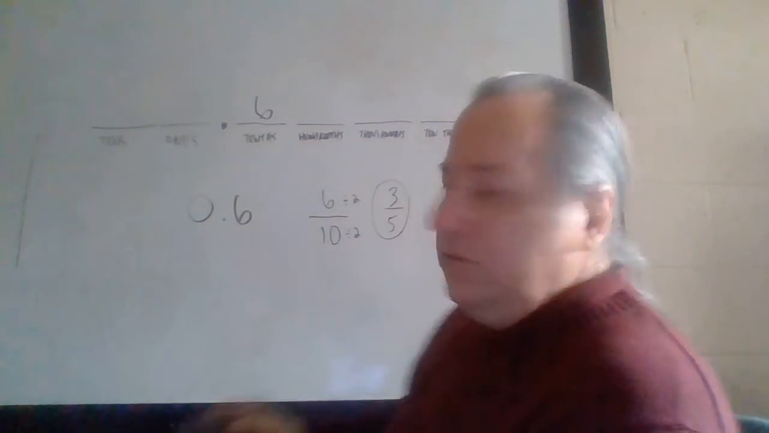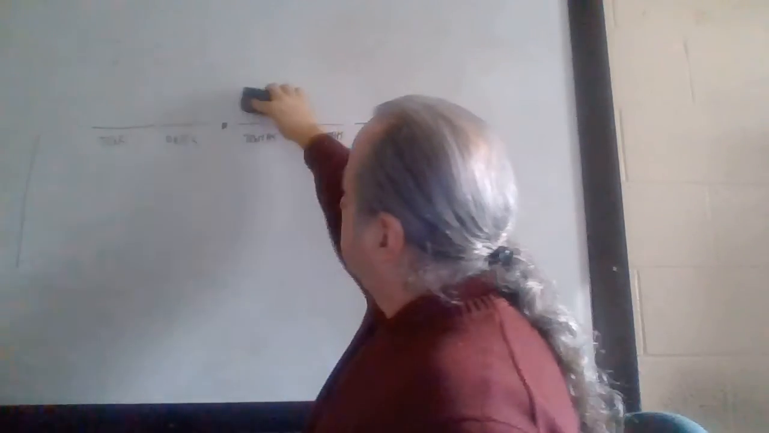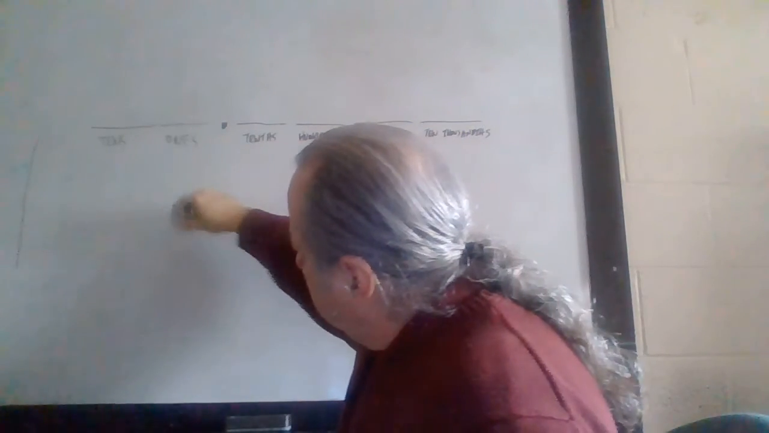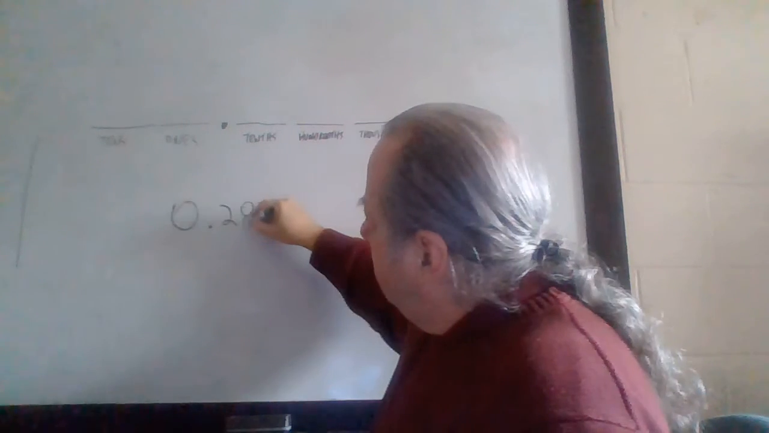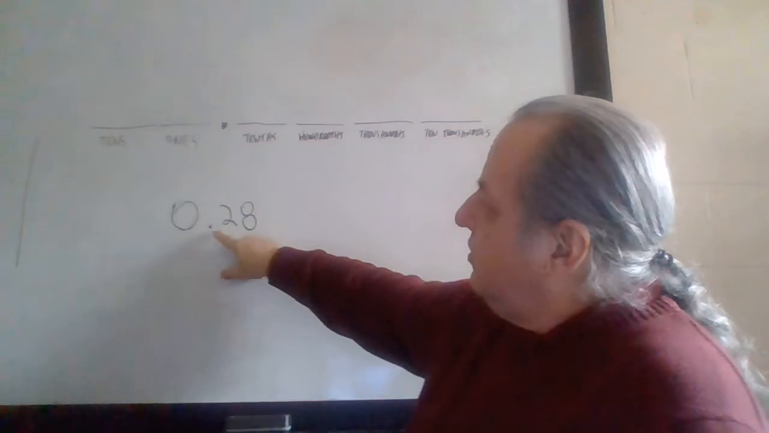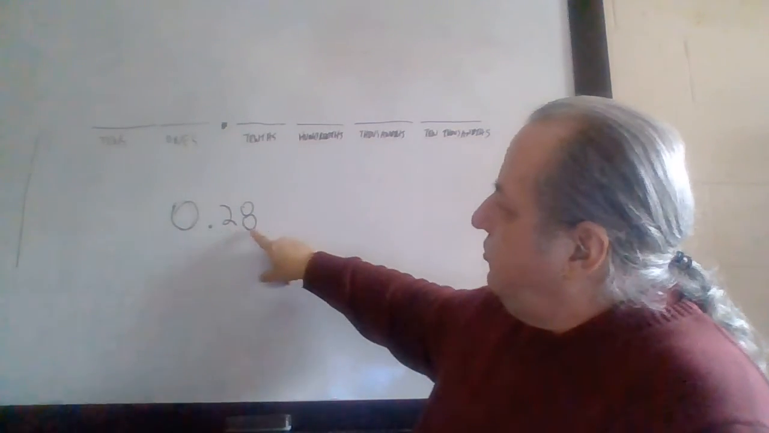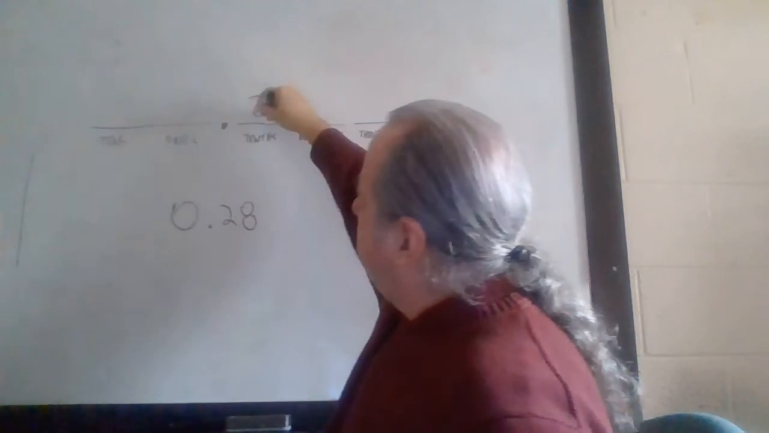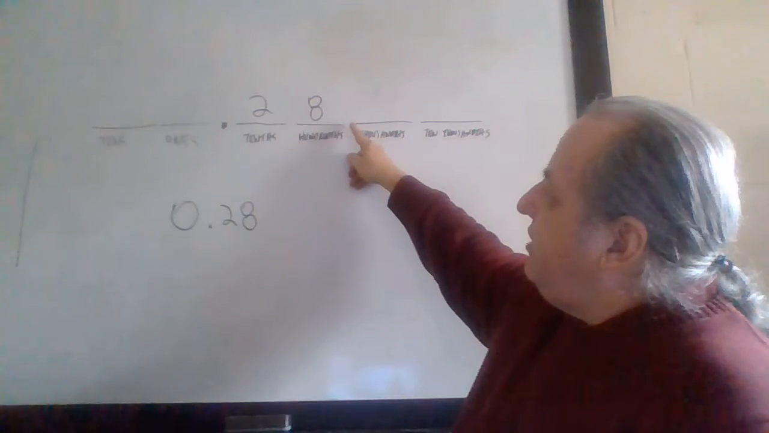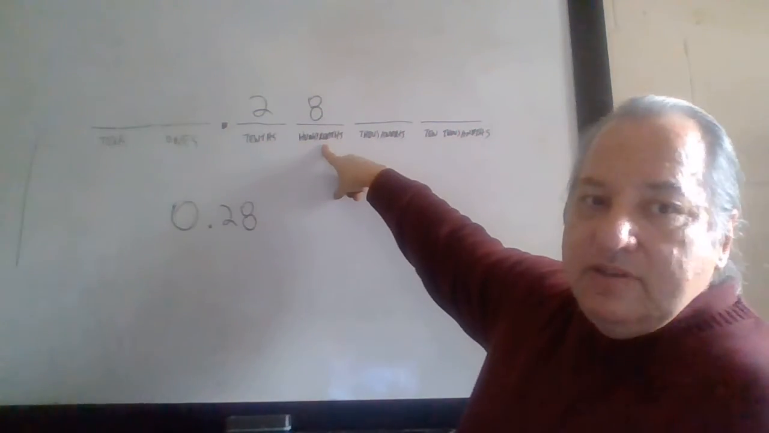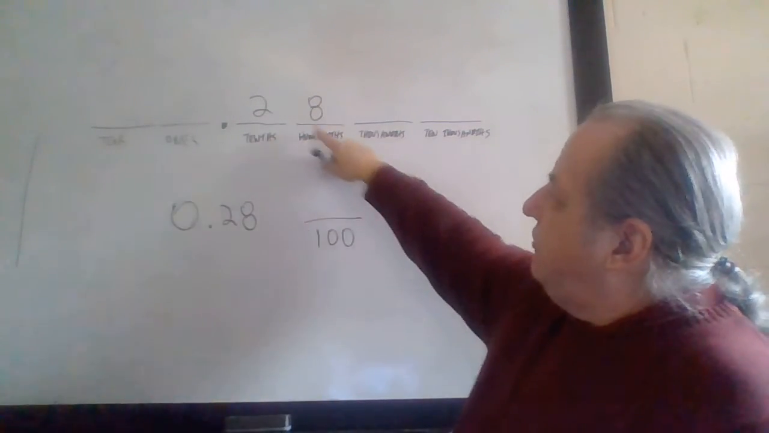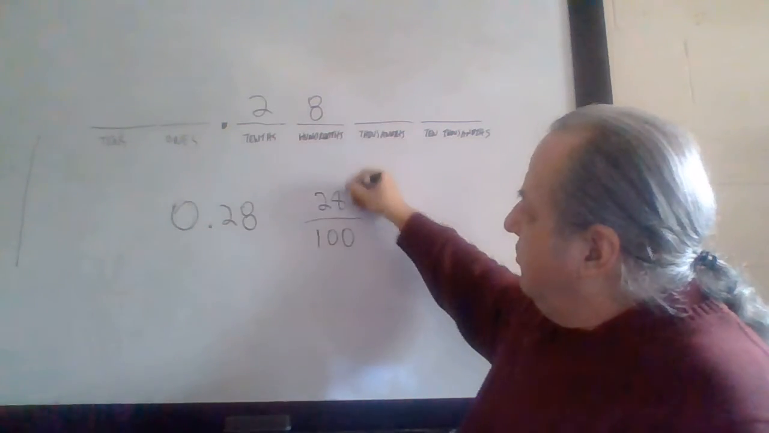All right, let's go on to another example. Take it one step further. What if I gave you 0.28? Again, we're taking advantage of our chart, because right after the decimal are two numbers, a 2 and an 8. The number farthest to the right occupies the hundredths place, so that's my denominator. And out of that hundredths, I have 28 in the numerator.